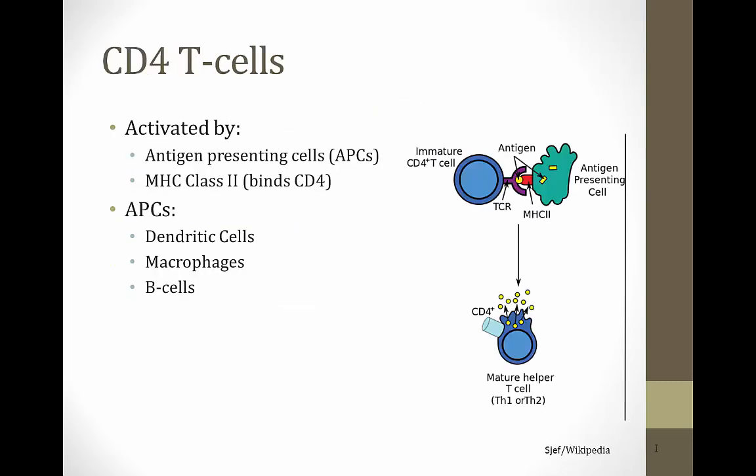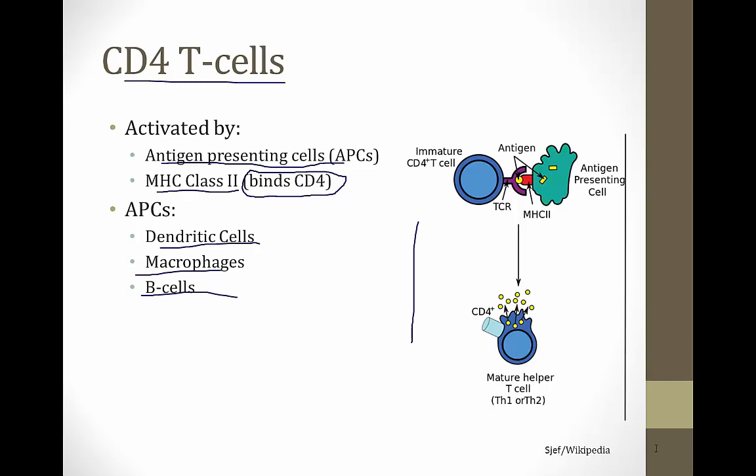So let's start by talking about CD4 T cells. These T cells can be activated by antigen-presenting cells that possess MHC class II on their surface. We'll talk about MHC class II on the next slide, but it binds to the CD4 on the T cell. The three types of cells that present antigen to CD4 T cells are dendritic cells, macrophages, and B cells, and this is a little depiction of it right here.